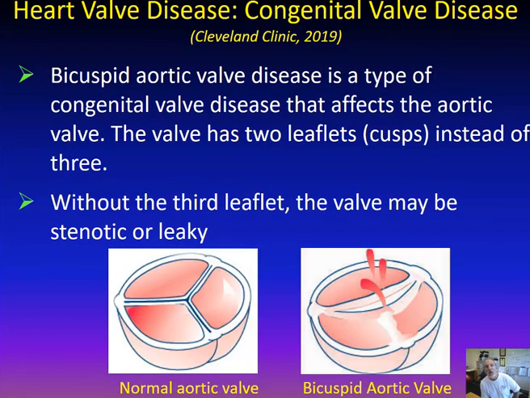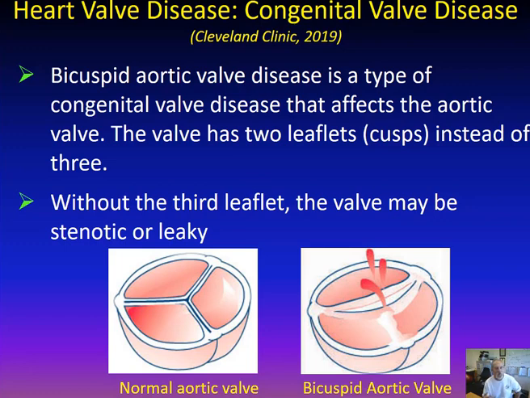Now, bicuspid aortic valve disease is a type of congenital valve disease that affects the aortic valve. The valve has 2 leaflets, or what's referred to as cusps, instead of 3. And because it doesn't have that 3rd leaflet, the valve becomes stenotic or leaky just because it can't close all the way. So if you look at the valve on the left, you can actually see how it closes all the way. But if you look at the one on the right, there's a gap, and that gap allows the retrograde flow of blood. And echo Doppler is clearly the way to do that.